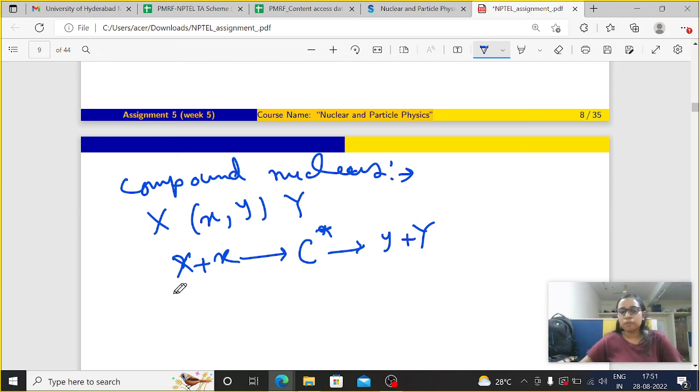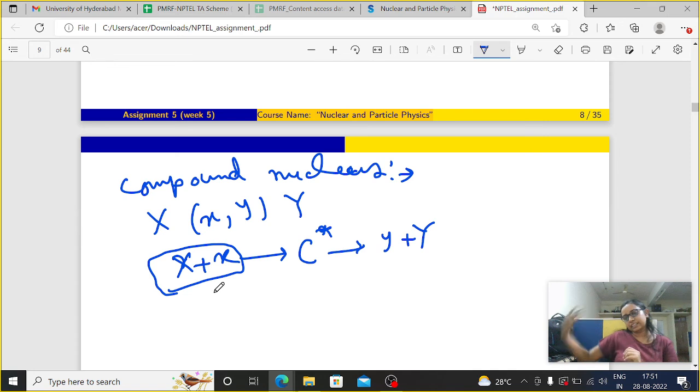So in that compound reaction, what is there? The compound reaction means capital X and small x will interact, and it will form a new compound, which is, let's say, C star. Why am I writing C star? Because the compound nucleus will always be in an excited state, and it will decay to another nucleus like capital Y with small y. This is the nuclear reaction expression for compound reaction. Now I am just talking a little bit of theory of that.